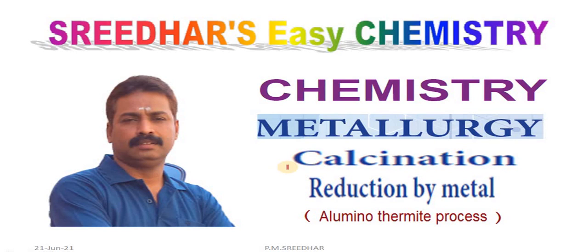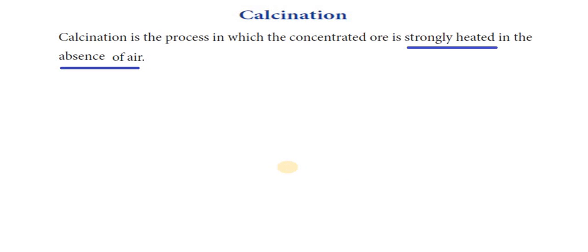What is meant by reduction by metal or aluminothermic process? In the lesson Metallurgy. Calcination. What is calcination? Calcination is the process in which the concentrated ore is strongly heated in the absence of air. The calcination process can be understood by seeing a few illustrations.